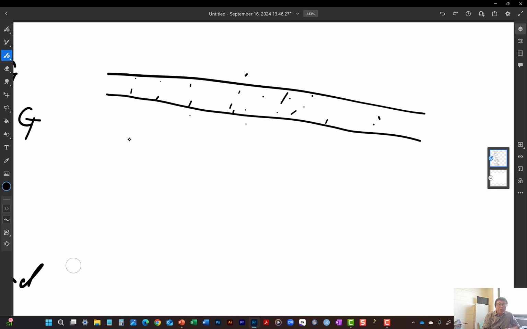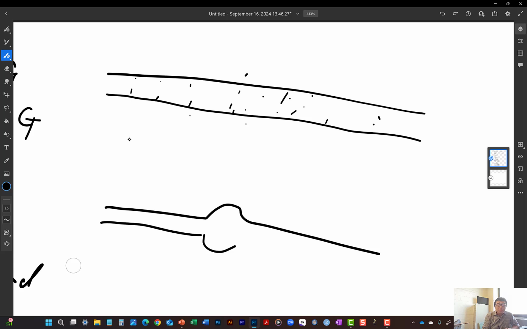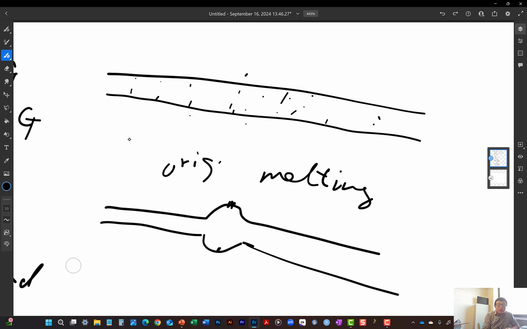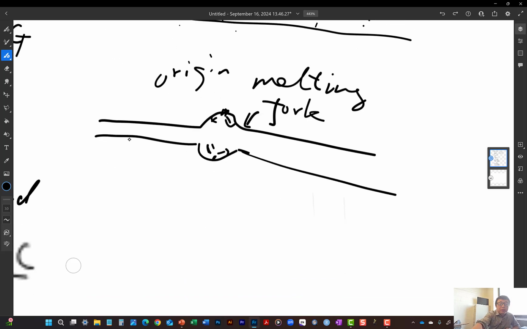And first, how do you replicate it? You have to open up the double strand. So this is called melting. Melting the DNA double strand. And here at the center, this is called a replication origin. And through the replication origin, the replication will go this way, all the way down. And this is the frontier of the DNA replication, called the replication fork.